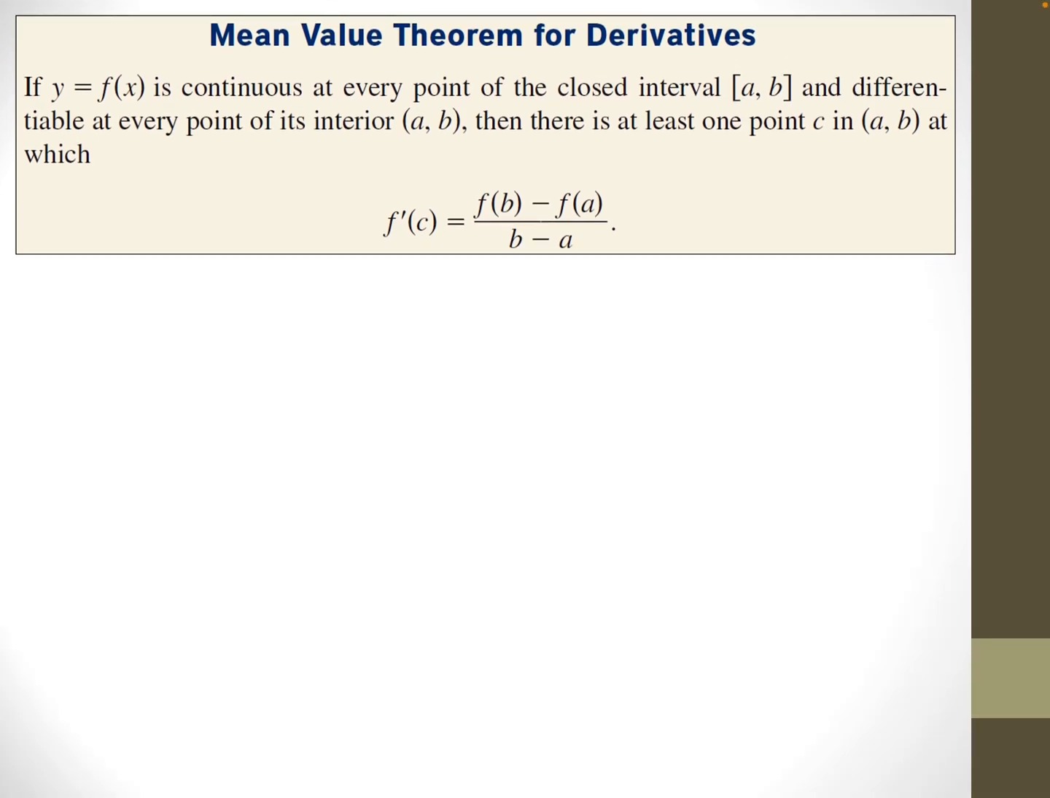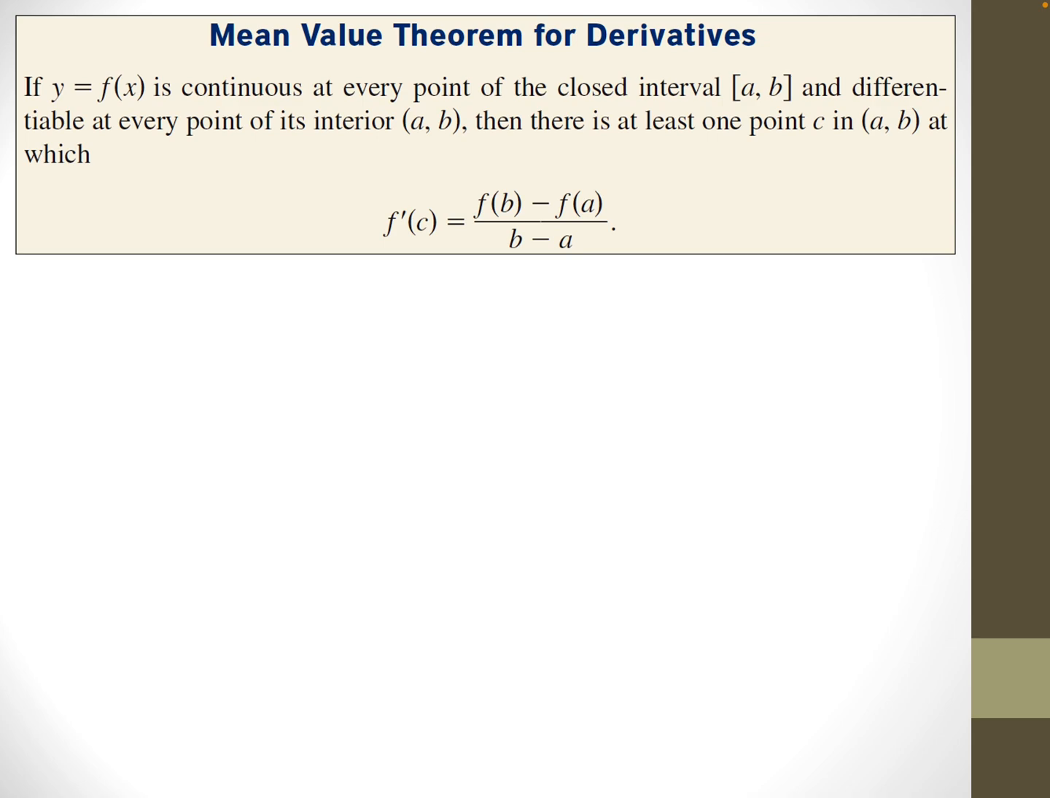If y equals f of x is continuous at every point on the closed interval and is differentiable at every point in the interior, then there's at least one point c in the interval a to b at which the instantaneous rate of change at that particular value will be equal to the average rate of change over that whole section. And where does it really come from?